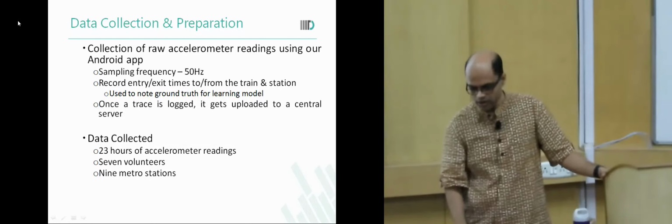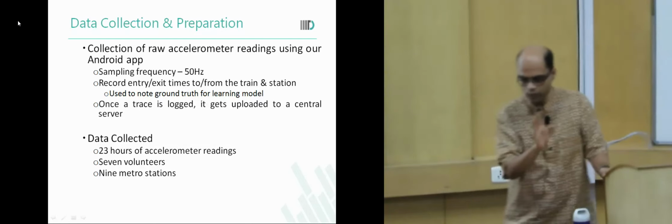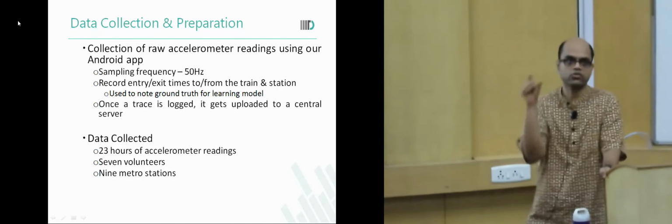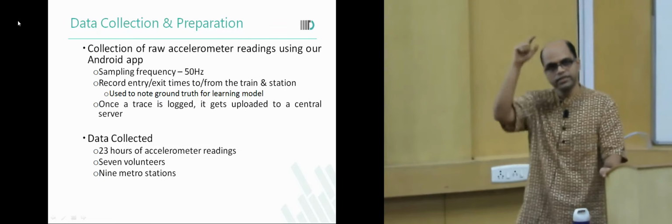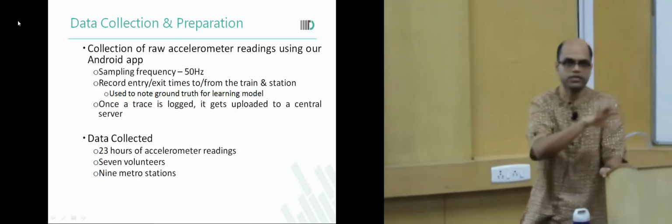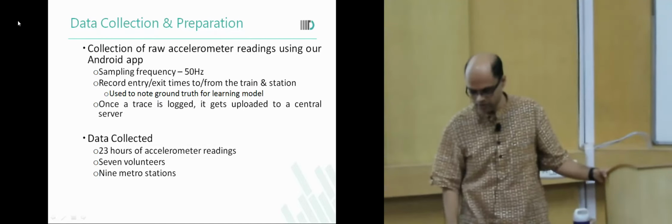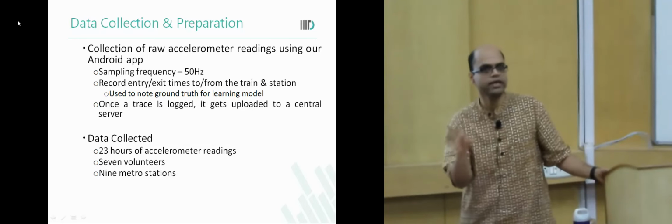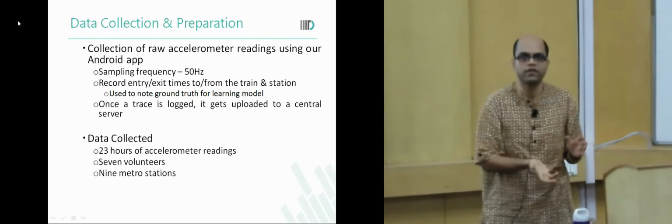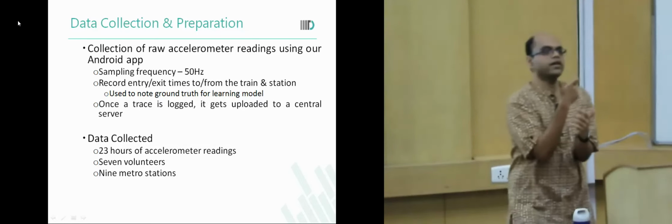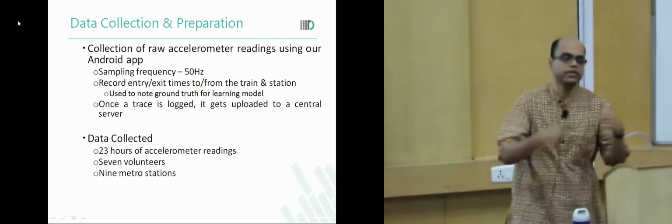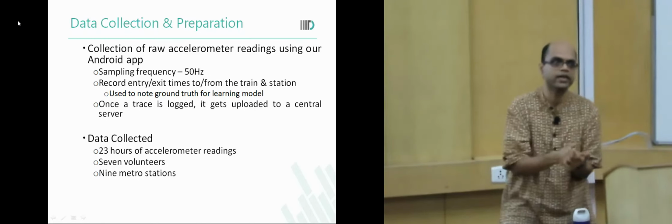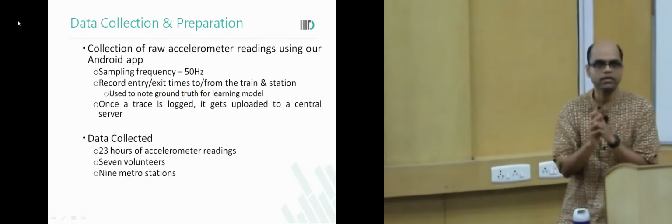Once the trace is logged, it gets uploaded to a server. We collected about 23 hours of accelerometer readings. This is just while doing the travel. It's not a day, and within 24 hours we have so much. The whole data collection is 23 hours. We've got 7 volunteers, male and female. The reason I'm saying male and female is because they carry phones differently. We don't ask them to carry a phone like this and walk. They either put their phones in their purse, backpacks, back pocket, or hold them in their hands, talking, playing games, listening to music, anything.